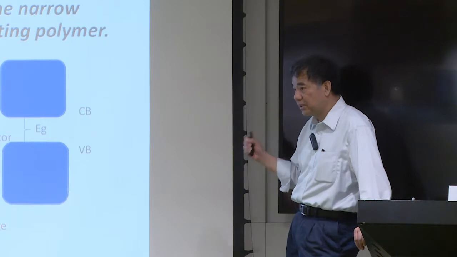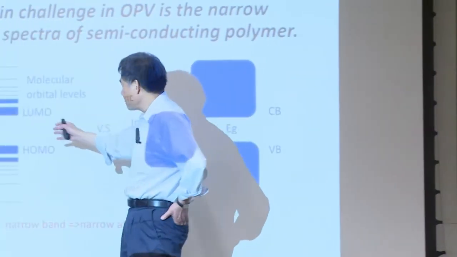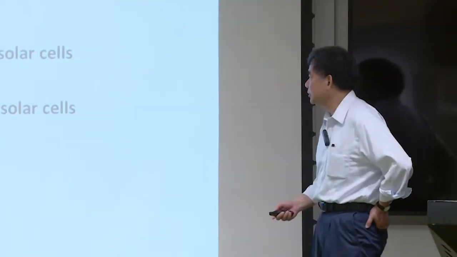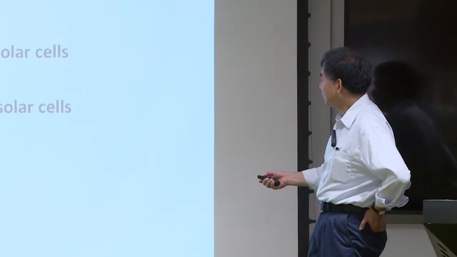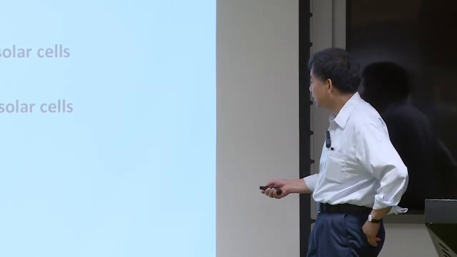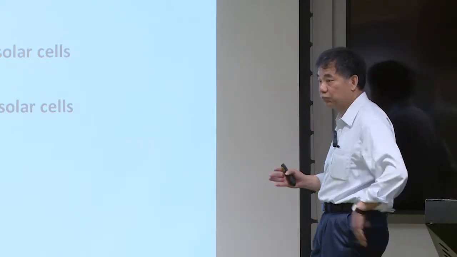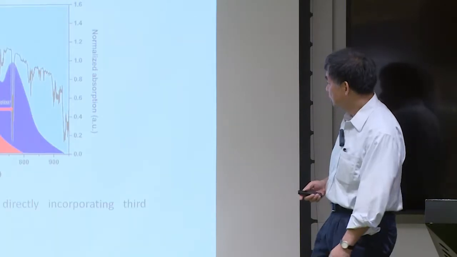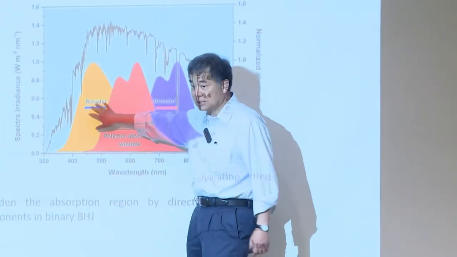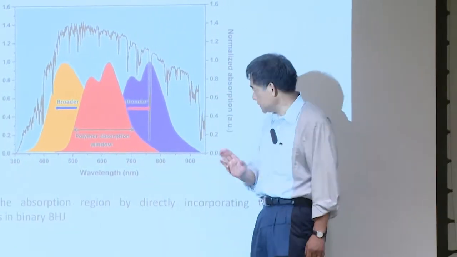So how can we overcome the narrow absorption of the polymer when we try to make an efficient organic solar cell? Let me share with you organic ternary solar cells and organic tandem solar cells. These two approaches are what we use to broaden the absorption. The ternary idea is very simple. We have one compound like that. Let's broaden it, let's extend. There's one problem we have to understand.